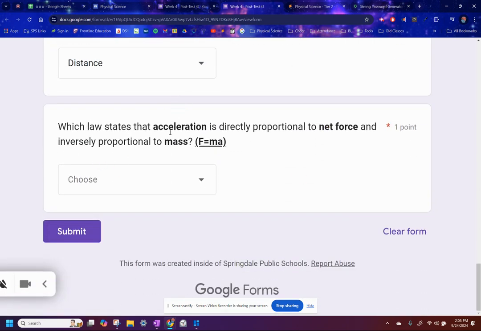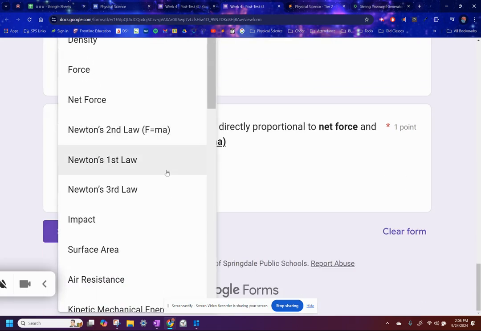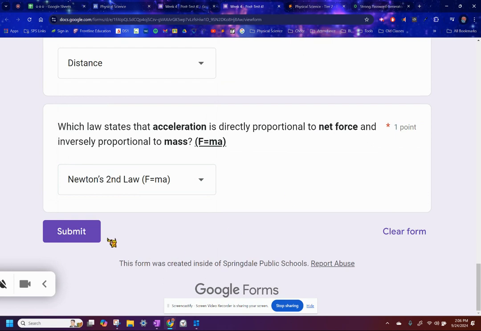Which law states that acceleration is directly proportional to the net force and inversely proportional to mass? Force equals mass times acceleration. That is Newton's second law. Cool. Got it. All right.